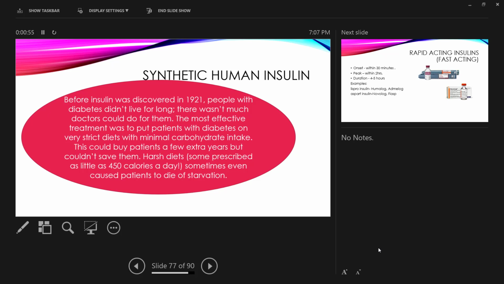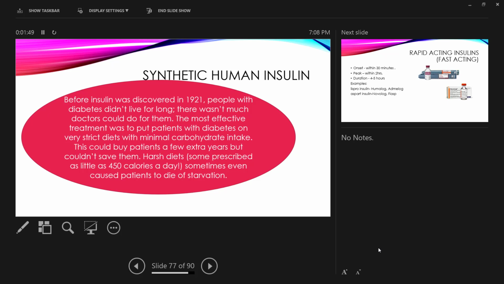Some doctors prescribed as little as 450 calories a day. And so even with these restrictions, patients didn't live very long, sometimes because of how harsh these diets were, they would lead to patients actually starving, but also because it wasn't sufficient to treat diabetes.